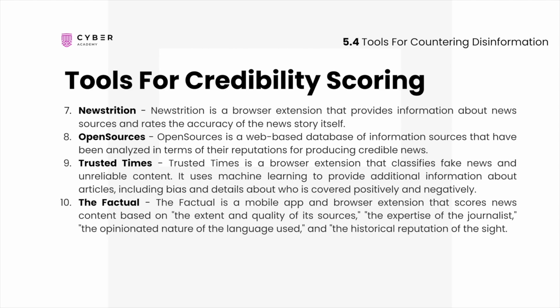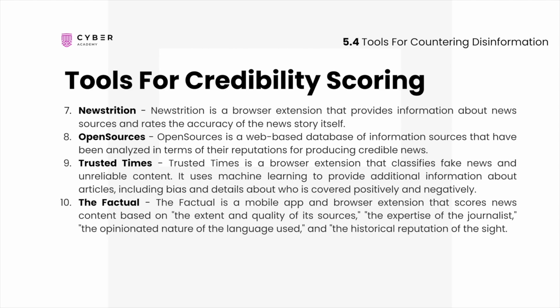Trusted Times is a browser extension that classifies fake news and unreliable content. It uses machine learning to provide additional information about articles, including bias and details about who is covered positively and negatively. It can classify articles as fake, unreliable, verified, or mainstream media, provide summaries of verified content, identify important topics, identify potential bias, identify historical bias of reporters, and identify historical bias of a specific website. It uses icons to present the reliability of websites.